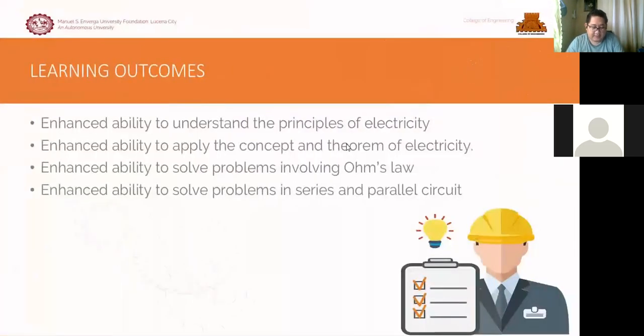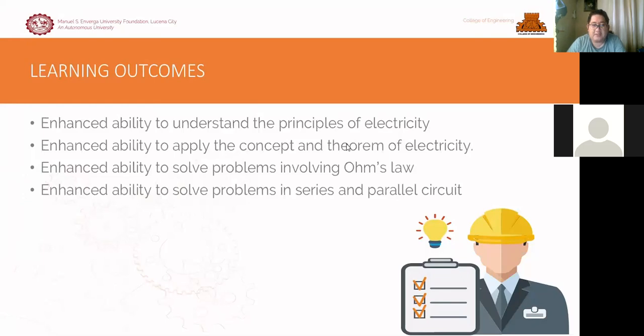So at the end of the session, hopefully these are the things that you will be able to gather. The first is to understand the principle of electricity. Next is the concept and theorem about electricity. Solve problems involving Ohm's law. So what does Ohm's law mean? Later we will discuss that. And of course, solve problems in series and in parallel circuits.